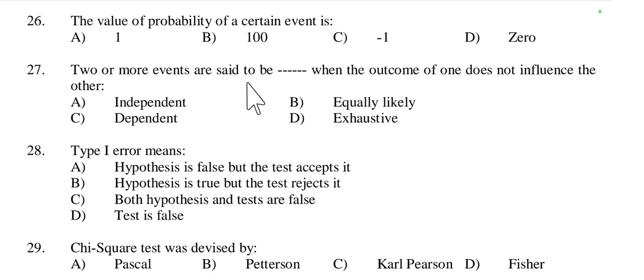Two or more events are said to be independent when the outcome of one doesn't influence the other. The options are independent, equally likely, dependent, or exhaustive. So it is called independent, because when the outcome of one doesn't influence the other, it is called independent.